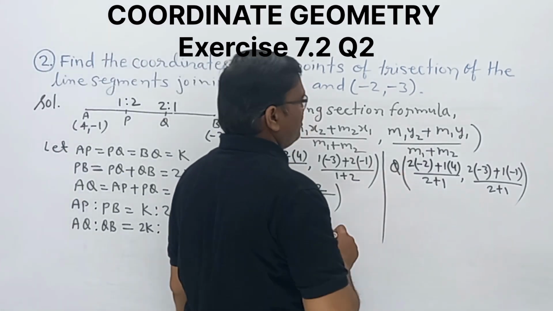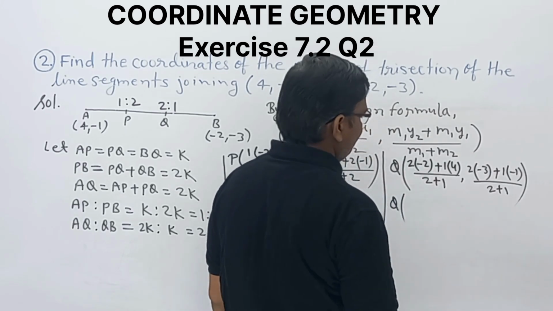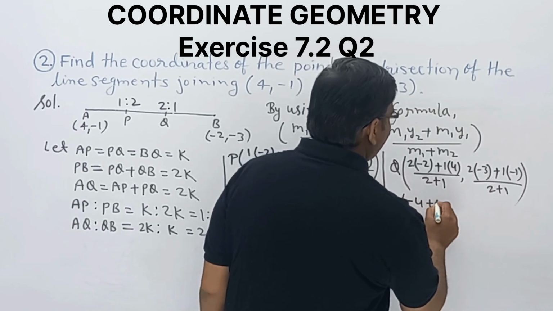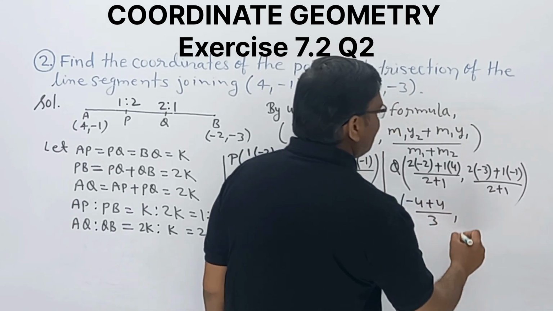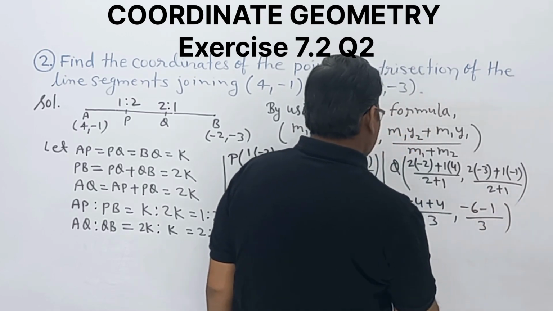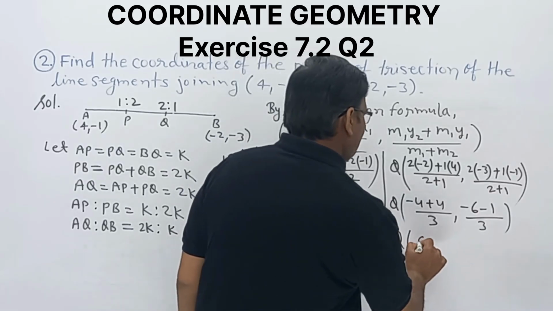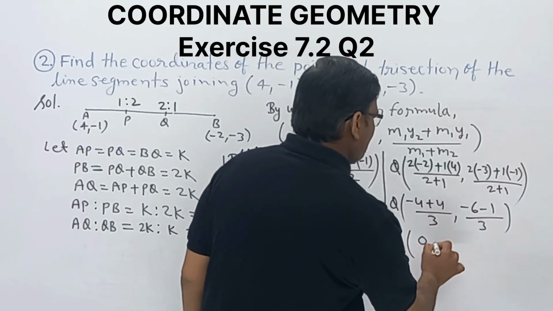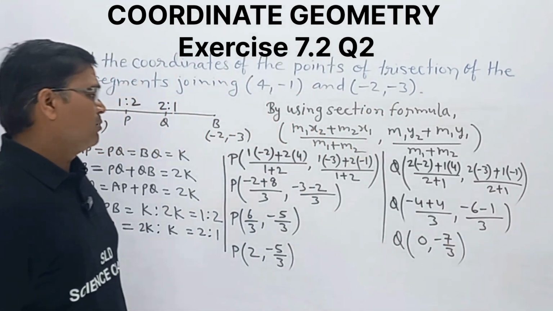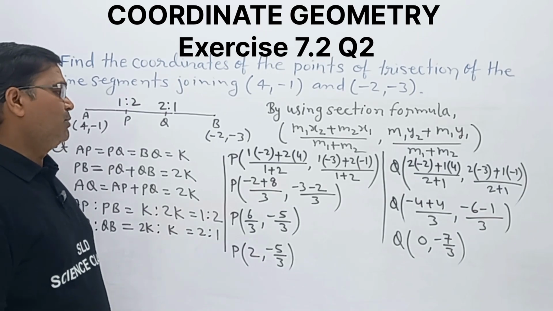Now solve for Q. Its coordinates will be: -4 plus 4 divided by 3, comma, -6 minus 1 divided by 3. This can be written as: -4 plus 4 is 0, 0 upon 3 is 0, comma, -7 by 3. This is point Q, and these are the coordinates of point Q. Clear?